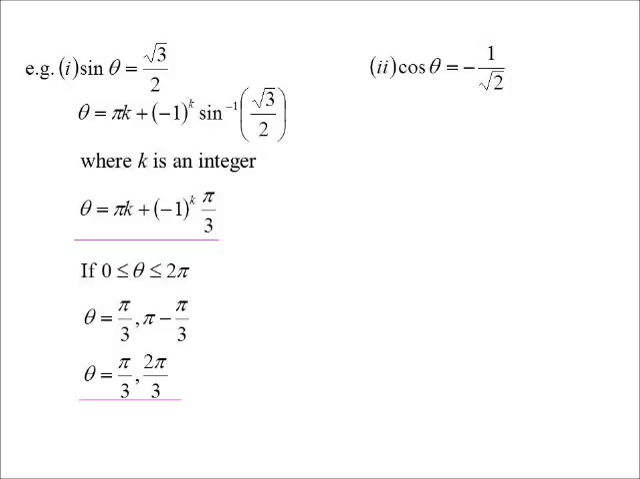Let's try a cos one. Cos theta equals minus 1 on root 2.